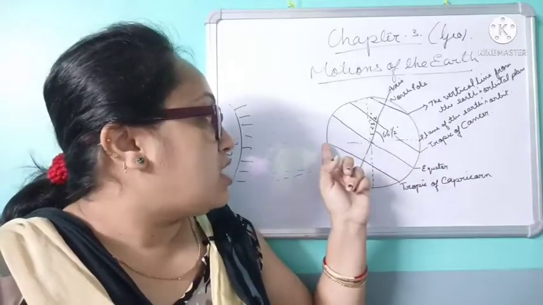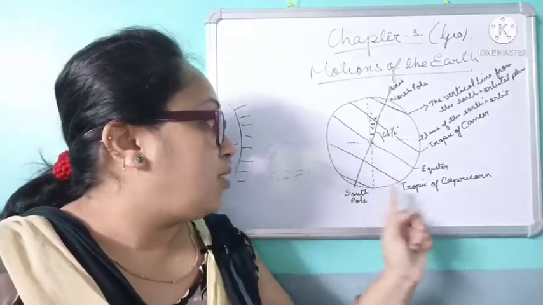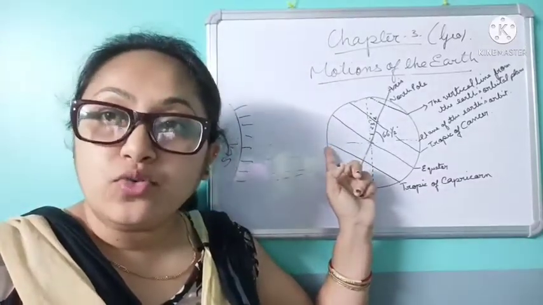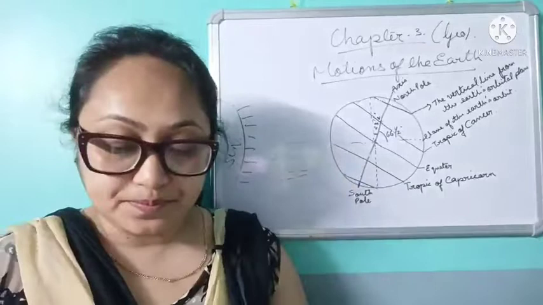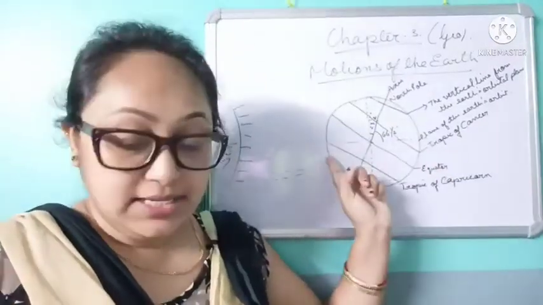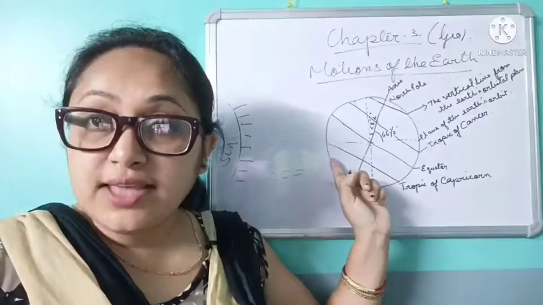Suppose the Earth started to rotate over here and it has to complete the rotation in here. So it takes 24 hours to complete one rotation, that is 1 day. And it has to travel the whole circumference, which is 40,000 km.